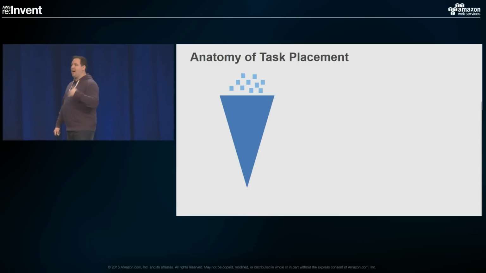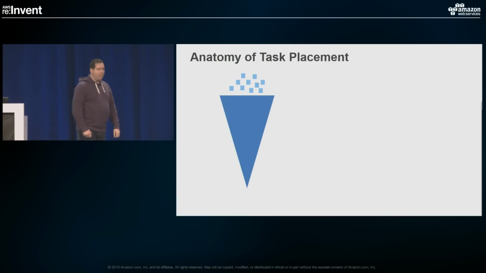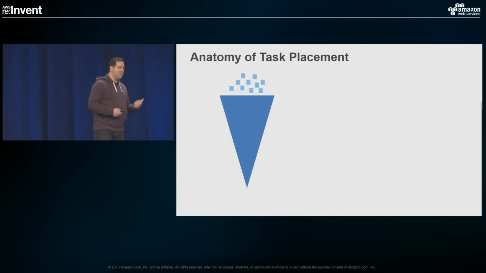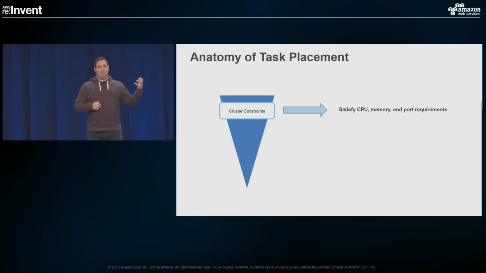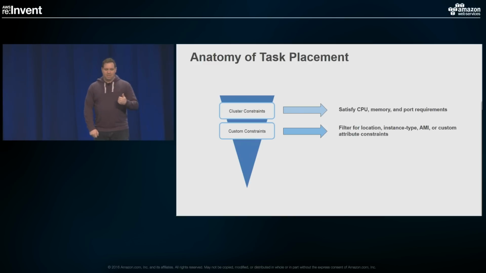So let's just talk a little bit about how we do task placement now with these new features. You start with, in this example, a cluster size of 10 instances. The initial thing we do is look at which of the instances available to you in your cluster satisfy the CPU and memory and port requirements. After that, we take into consideration the new set of constraints. Perhaps you said only run these tasks on this specific AMI ID. Or maybe you want to run it on a specific instance type.